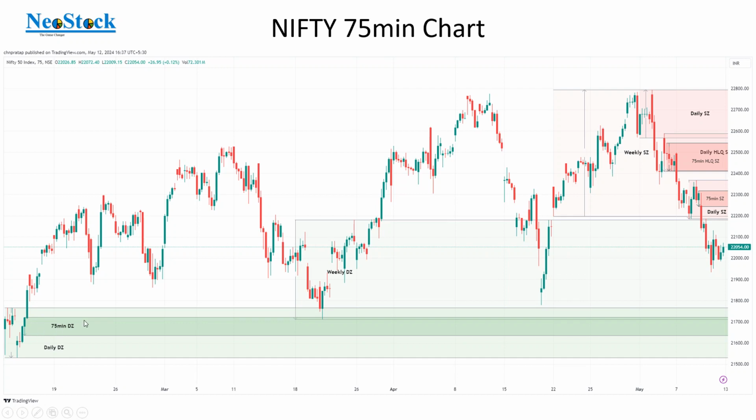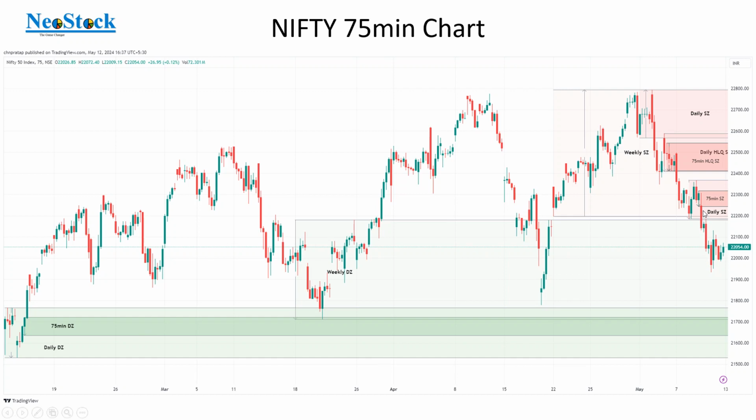Why is it important? Because the orders are picked up from this zone and the weekly zone is created. That means the 75-minute demand zone area is responsible for the creation of this entire weekly zone. That means in this area there is a strong order flow. That is how we need to understand this situation.